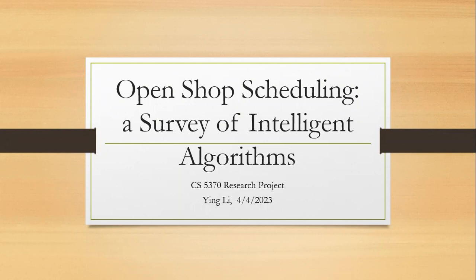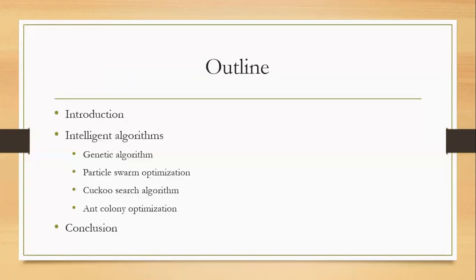Algorithms. Let's have a look at what will be covered in this presentation. First, I will give an introduction to the Open Shop Scheduling problem. Then I will introduce four different intelligent algorithms, which are genetic algorithm, particle swarm optimization, QQ search algorithm, and ant cloning optimization, followed by a conclusion.